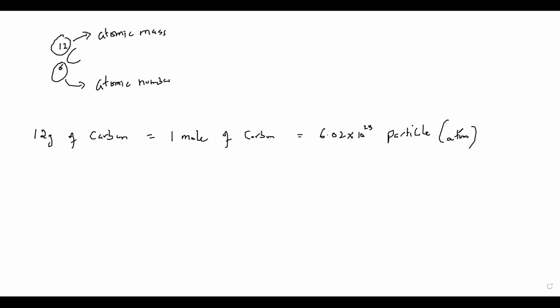So one mole of any substance contains 6.02 × 10^23 particles or atoms, and the mole is the amount of substance which is expressed in grams. So atomic mass or molecular mass expressed in grams is simply known as the mole.